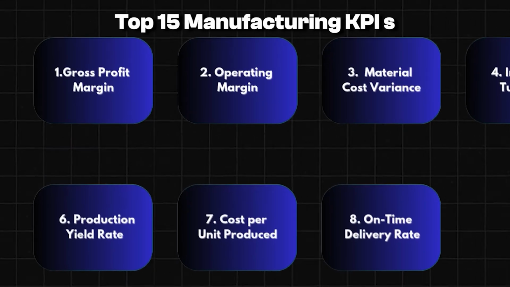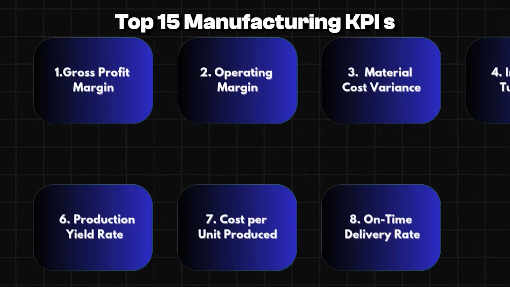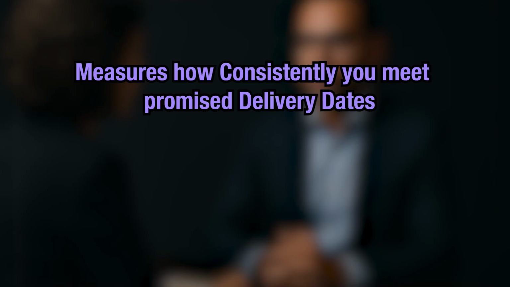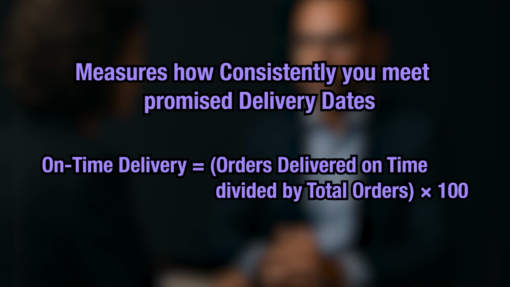Manufacturing KPI number 8 is the on time delivery rate. This measures how consistently you meet your promised delivery dates. It is calculated as the number of orders delivered on time divided by the total orders times 100. The high on time delivery builds customer trust, and if there is low on time delivery, you can expect lost businesses and penalties. But what's slowing these deliveries down? Let us find out next.